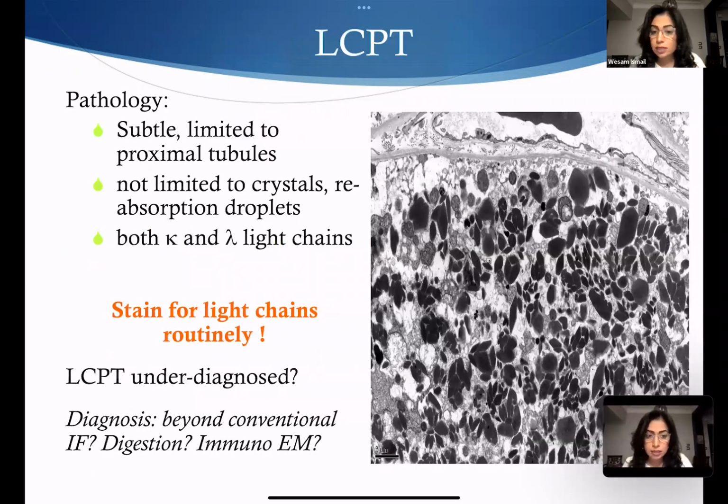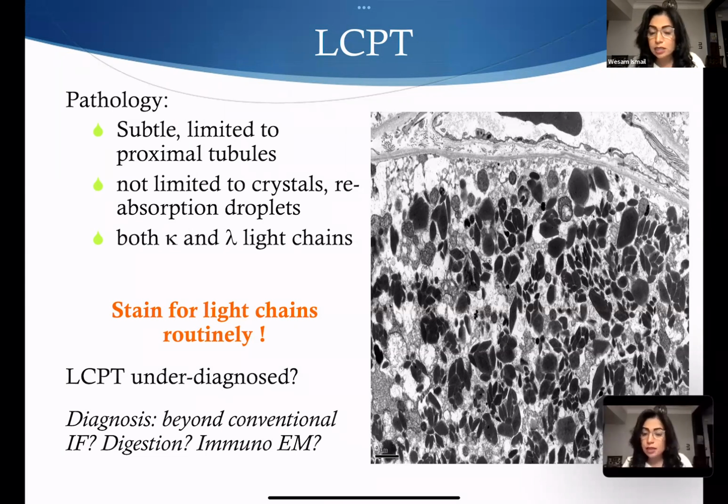So this is how it looks. As I said, it's an EM diagnosis, and you can see the crystals. They're the same light chain crystals which are deposited in the casts, but now they are deposited within the cytoplasm of the tubules. And as I mentioned, it is limited to proximal tubules, but it's not limited to crystals, meaning that it does not have to be crystalline and it does not have to be this coarse. Actually, they can mimic the regular reabsorption droplets that we usually see in biopsies of patients with proteinuria, and it can be either kappa or lambda light chains.